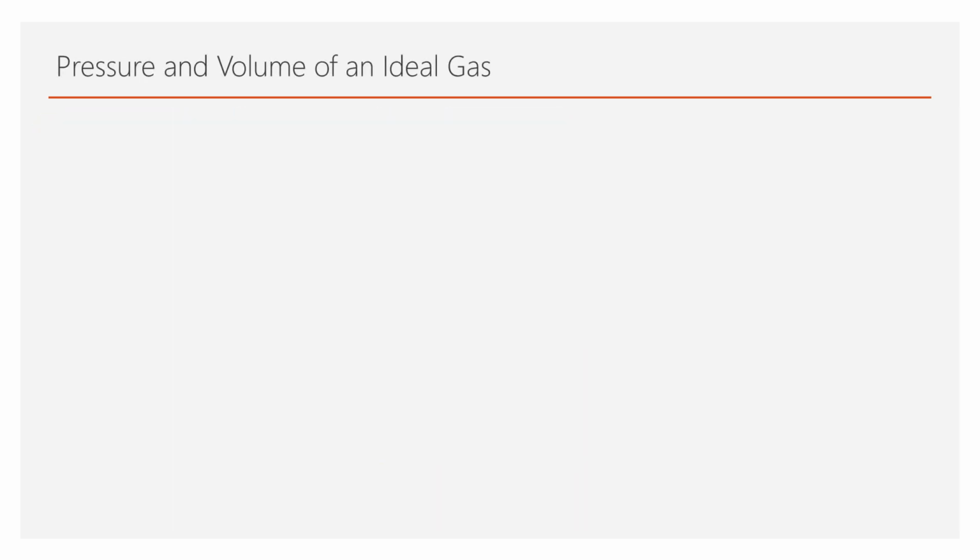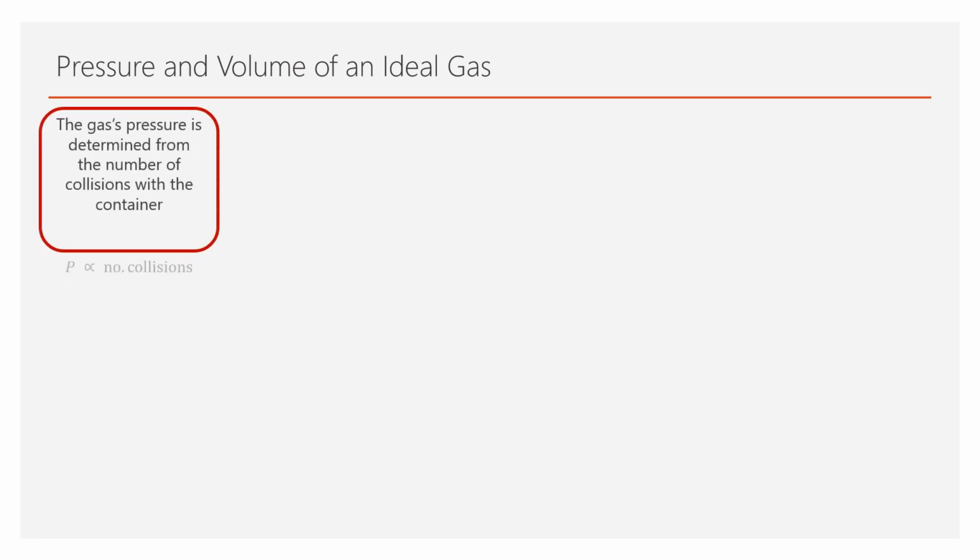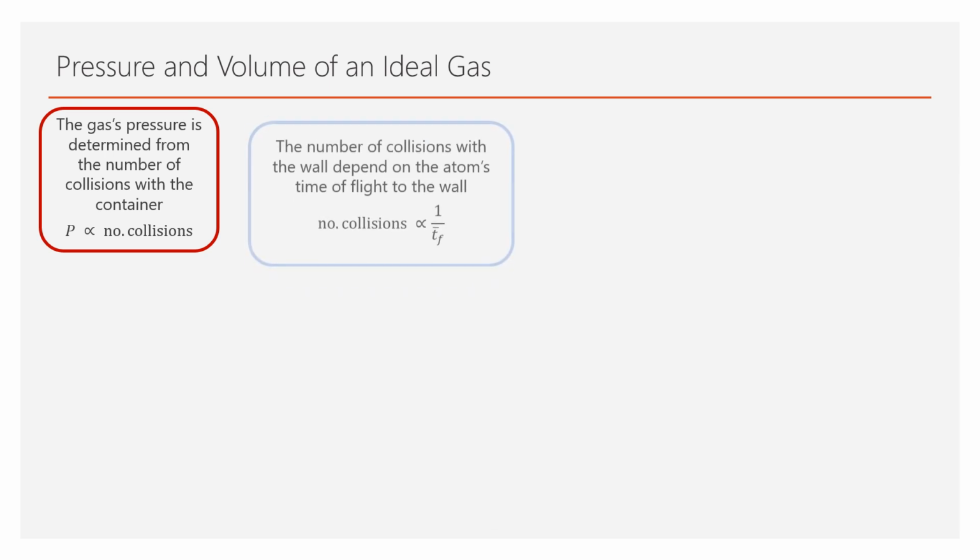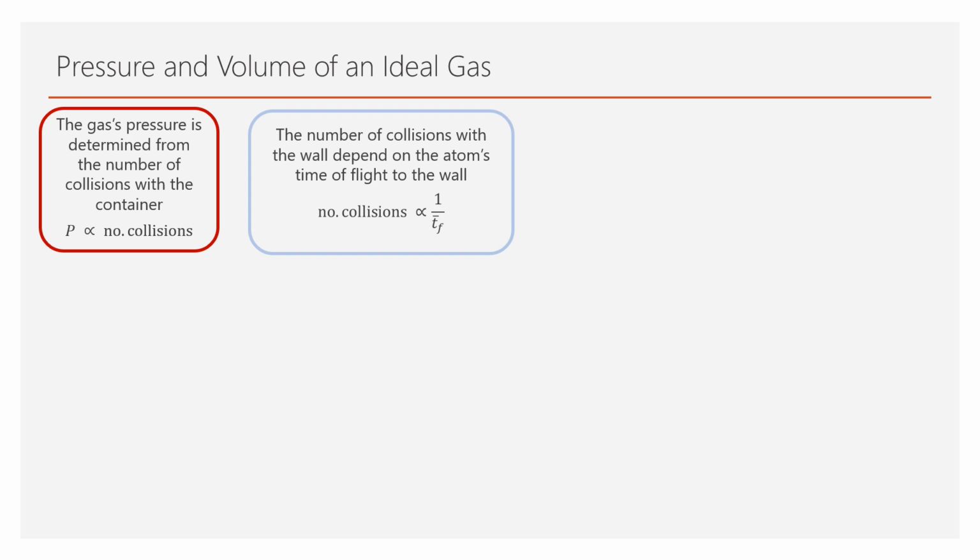Now look at the relationship between the volume and pressure of an ideal gas. We know that the pressure of a gas is determined by the collisions between the gas molecules and the container's wall, and so the pressure will be proportional to the number of collisions with the wall. The number of collisions that the wall experiences will depend on the amount of time it takes the molecule of gas to reach the wall.